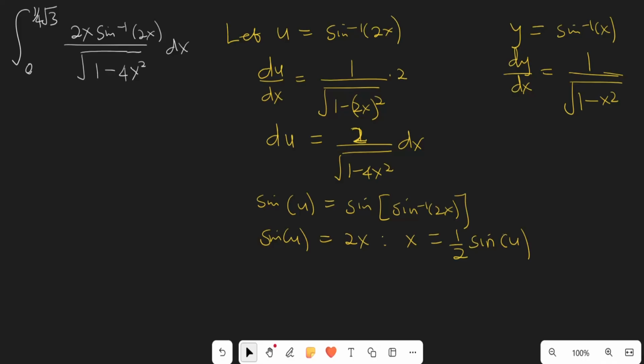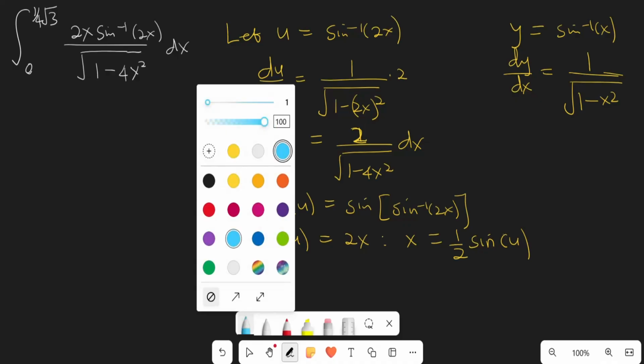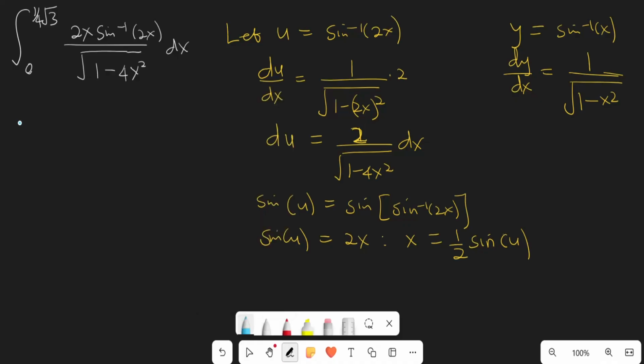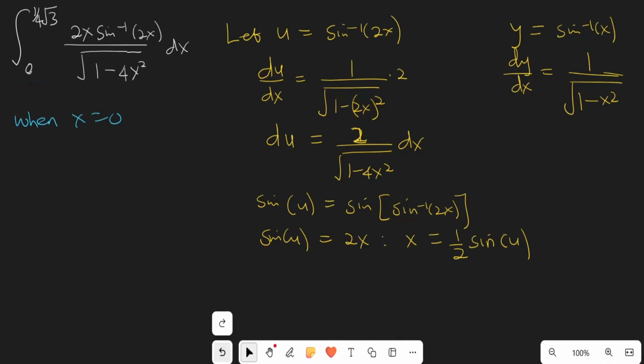What we need now is the change in limits. When x is equal to 0, that is the lower limit, what is the value of u? u is the sine inverse of 2x, that is 2 times 0, which is 0, because sine inverse of 0 is 0.